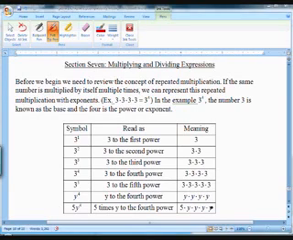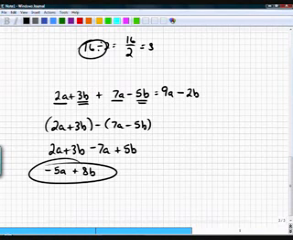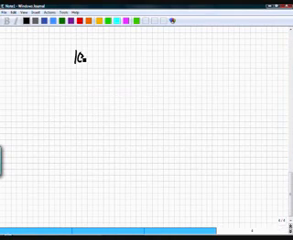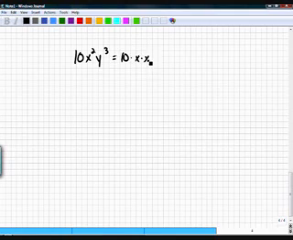If I ask you to write, let's do something like this. If I ask you to write 10 x squared y to the third, if I ask you to write that out, that's the same thing as 10 times what? Times. Okay. And the reason I want you to be able to do that, watch what I'm about to do.